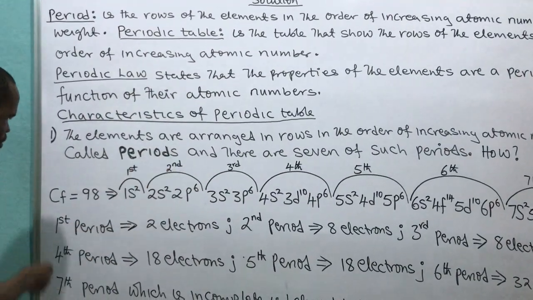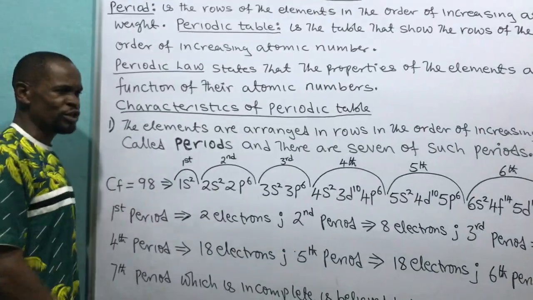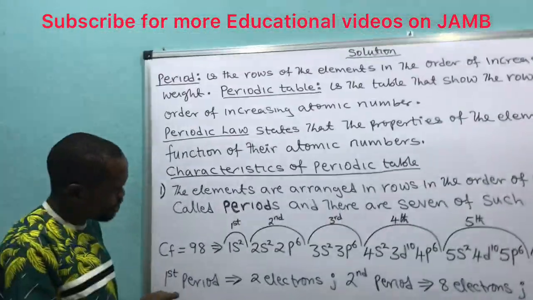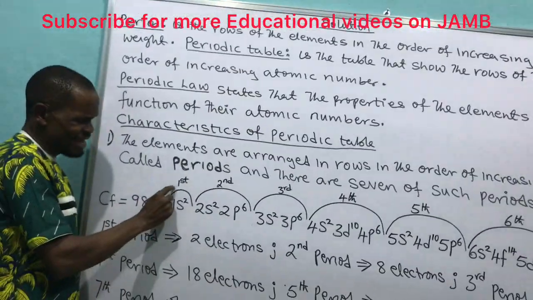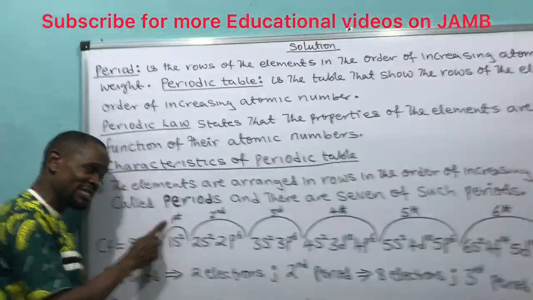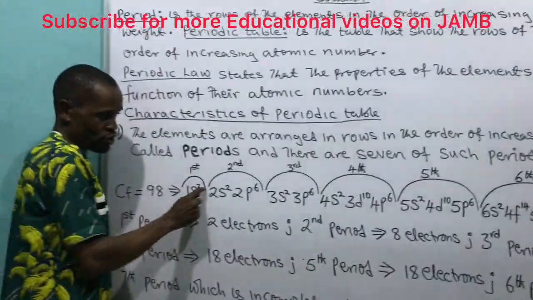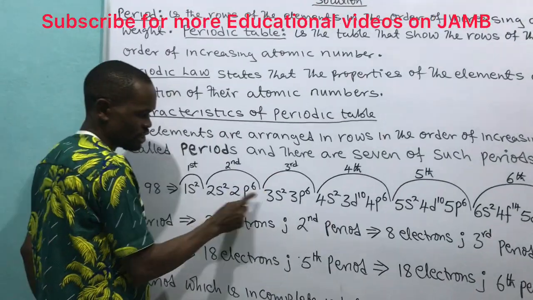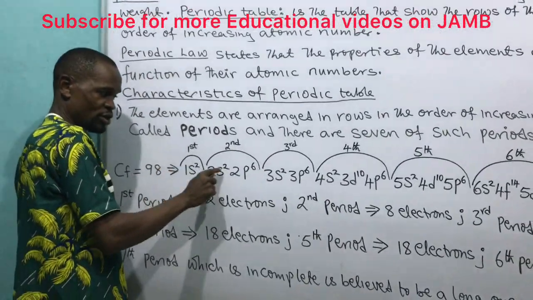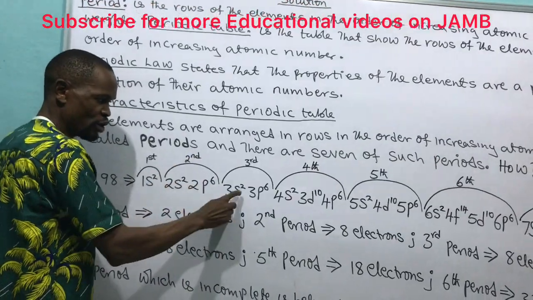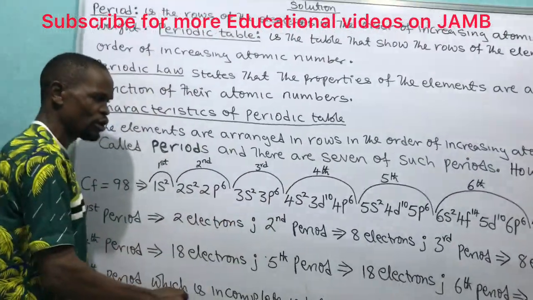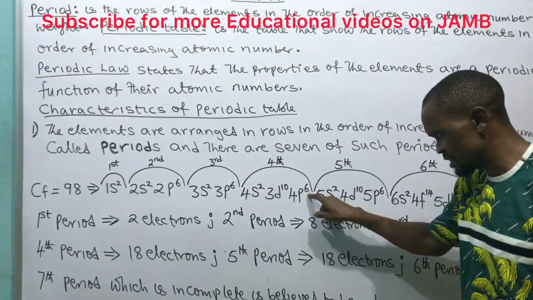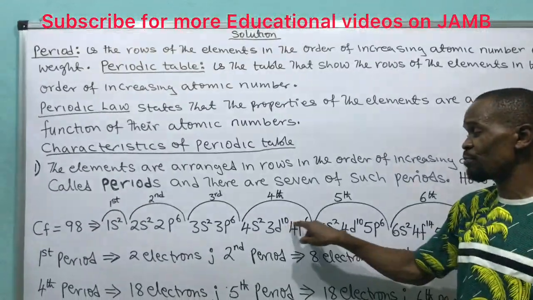How do we know? Using the electronic configuration, we say 1s2. We now look at the first period, which takes 2 electrons. The second period takes 8 electrons, and the third period takes 8 electrons. Check it: 2 electrons for the first period, 2 plus 6 gives 8 for the second period, 2 plus 6 gives 8 for the third period. Coming over here, 2 plus 10 is 12, plus 6 gives 18.